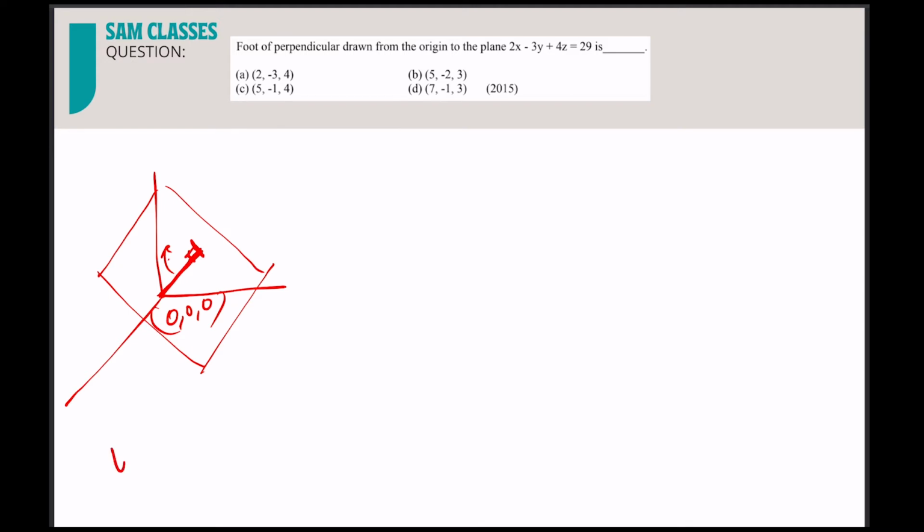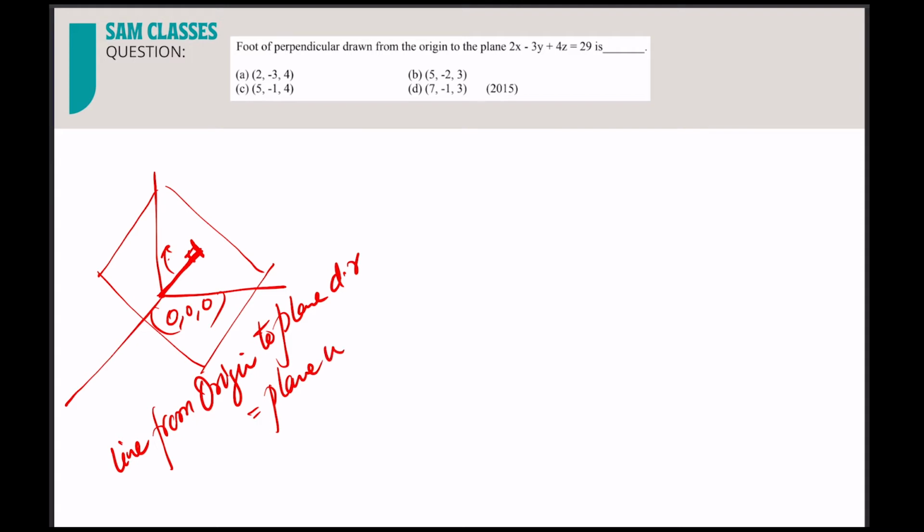Correct. So the line from origin to plane, direction ratio is equal to what? The plane's normal. If you know this, you can do it. Now that you know this, what will happen? Think, come on. In this case, it will be parallel.